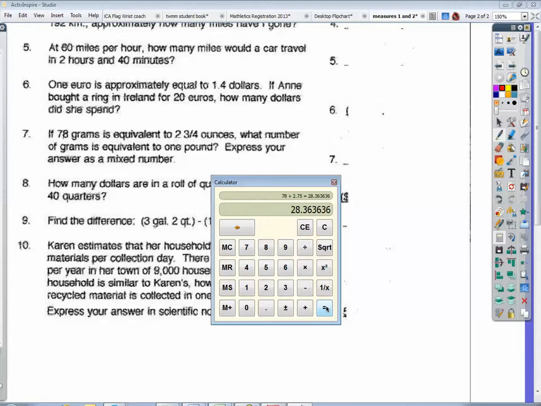So then I multiply this by 16 ounces. And I get 453 and a whole bunch else, right? But it says express your answer as a mixed number, which is kind of a pain, right? So I have 453, and then I have this 0.81 repeating. So I have 81 over 99. I have to convert this to a fraction, right?